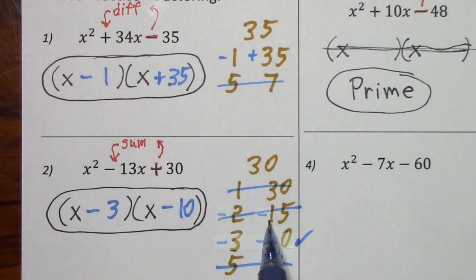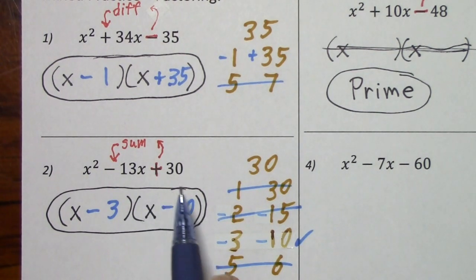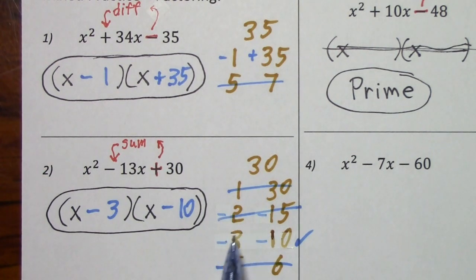and be aware if you tried using a negative 15 and a positive 2, when you multiply, you would get a negative number. You have to multiply and get a positive. That's why these signs have to be the same.